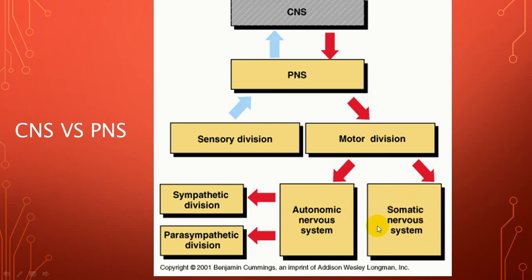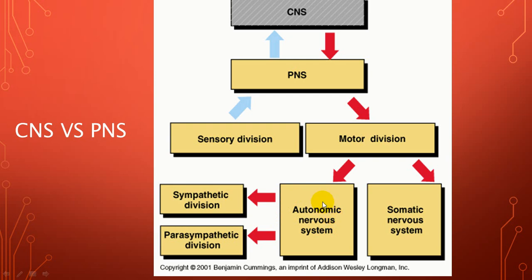So the motor division would be responsible for what we call voluntary muscles. These are the muscles you're moving when you say, arm move, leg move, that kind of thing. It's also, though, the autonomic. I used that word earlier. We could think of it as automatic, but autonomic is the right word.